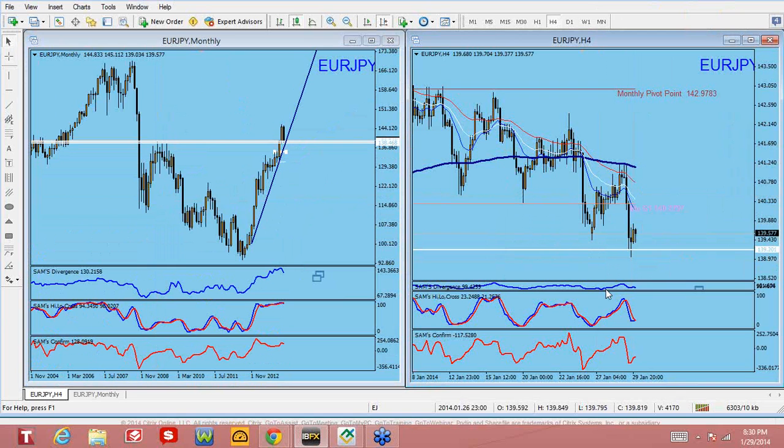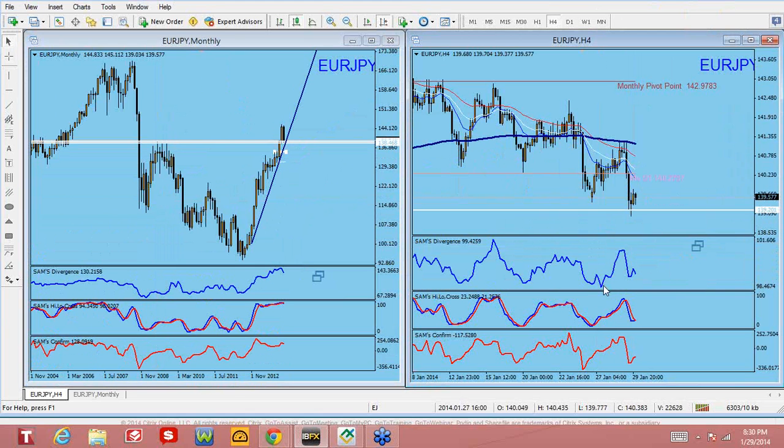Okay, and you can see here this thing is posting a nice divergence as well. This is a lower low, and this is a higher low. This is also a higher low. They are all in down position, turning to the upside.